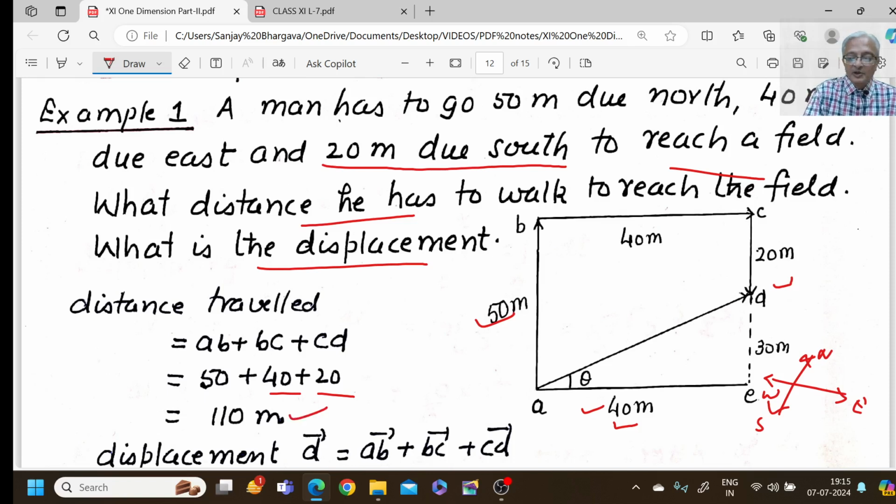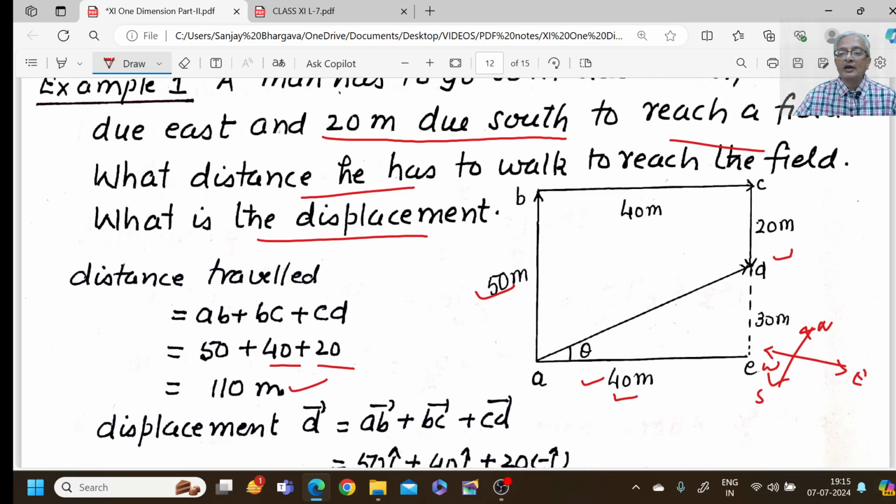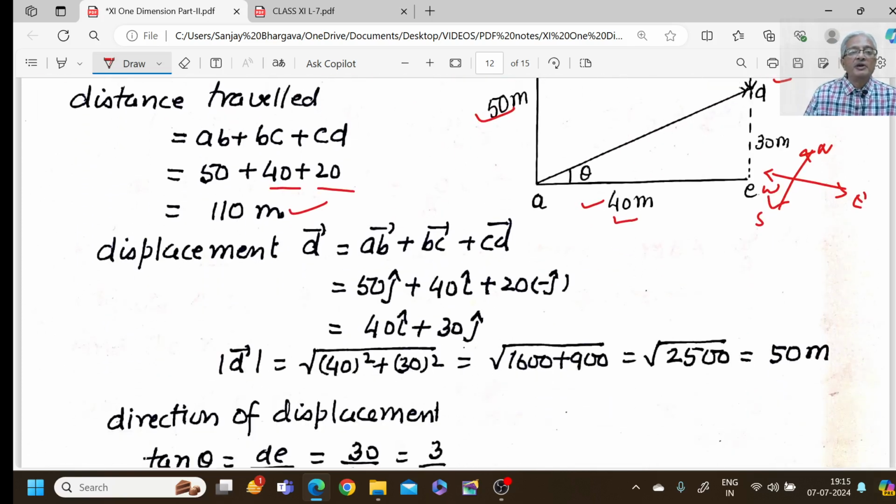When it comes to the displacement, we have to use the polygon law. So it would be AB vector plus BC vector plus CD vector: 50 j cap plus 40 i cap plus 20 minus j cap, which is 40 i cap plus 30 j cap. So the magnitude of the displacement would be 50 meter.